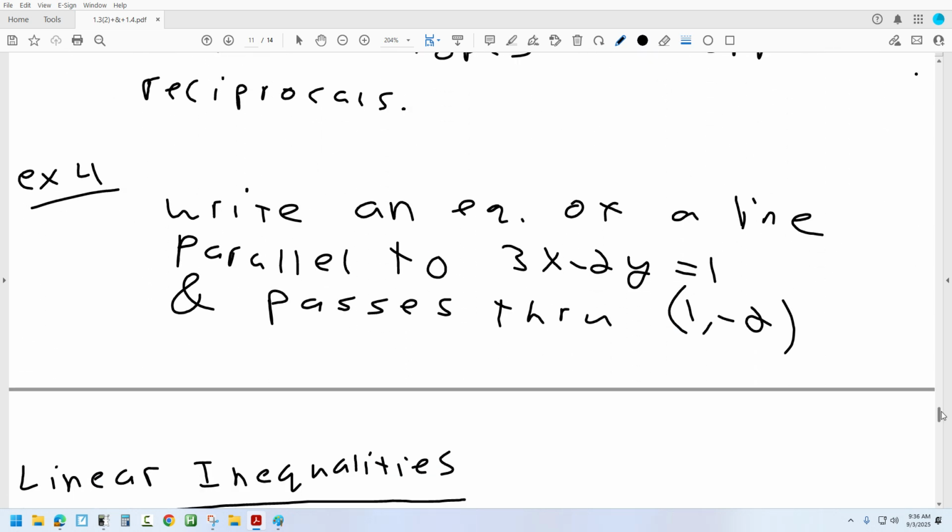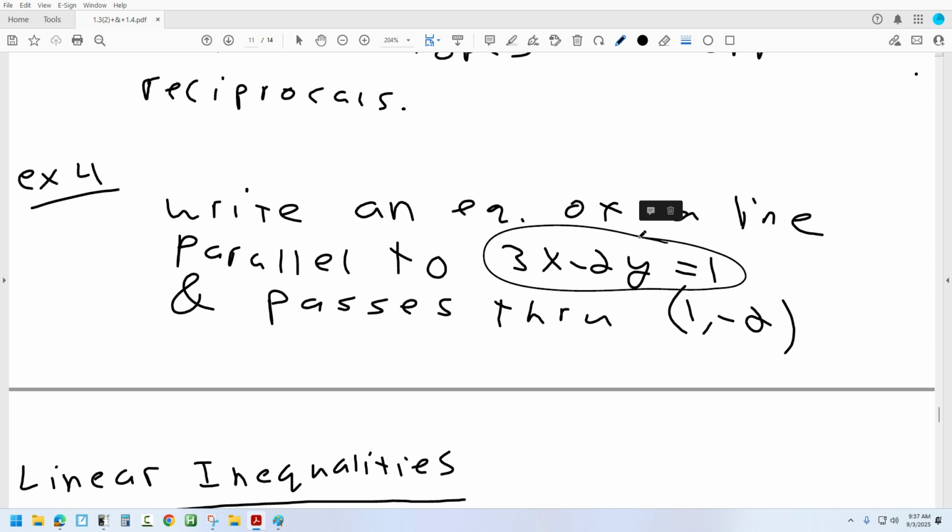All right. So let's write an equation of a line that is parallel to this one and passes through the point 1, -2. What's the first thing that I should do if I want to figure out something that's parallel to that? You put it in slope-intercept form? Yeah, I would rewrite that in slope-intercept form.